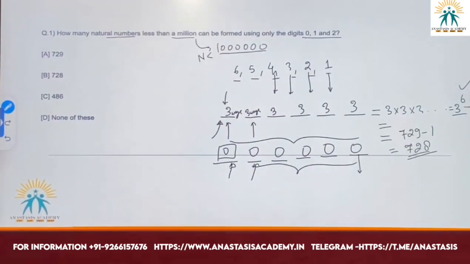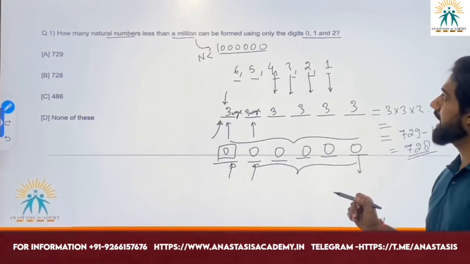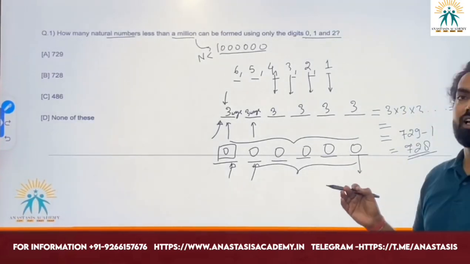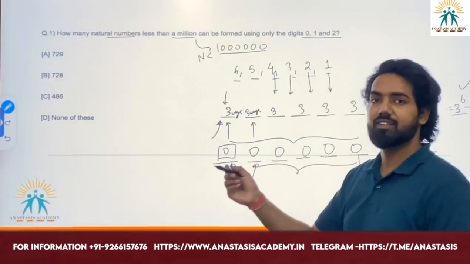So the total number of possible natural numbers less than a million which can be formed by using digits 0, 1 and 2 is 728. So the correct answer to this question is option B.